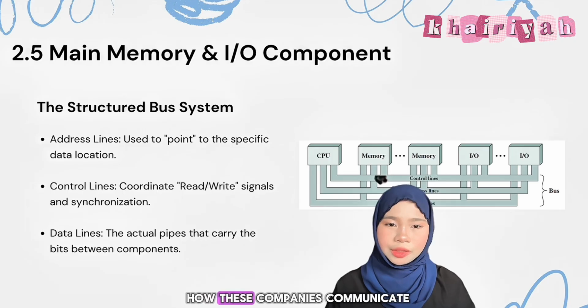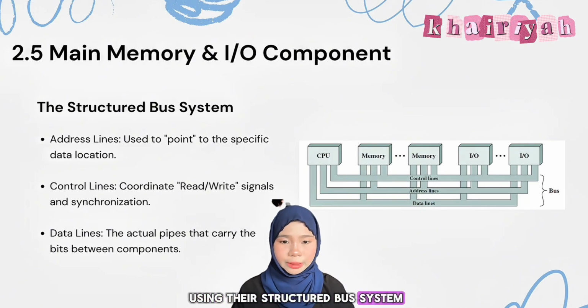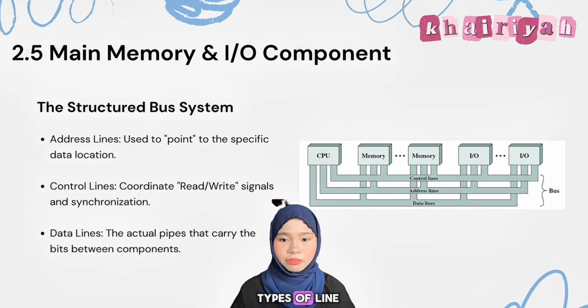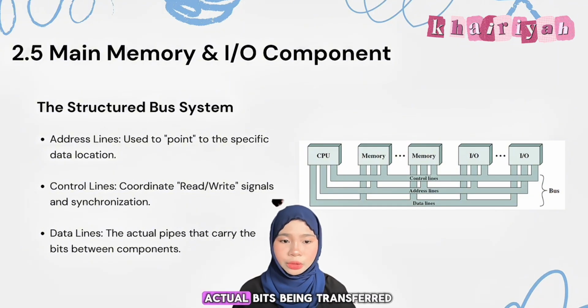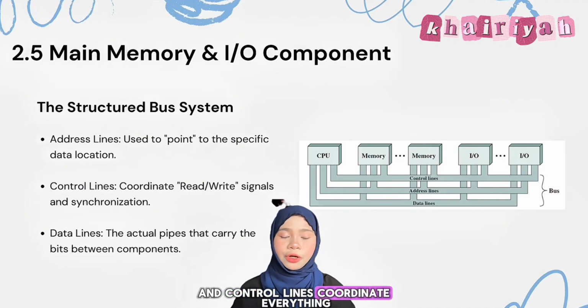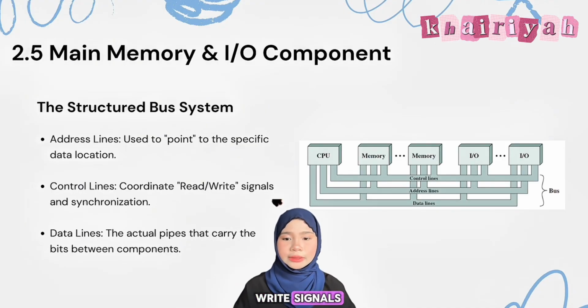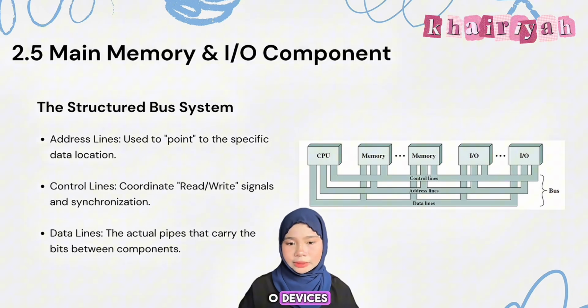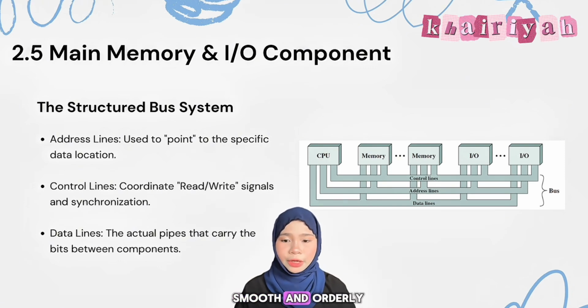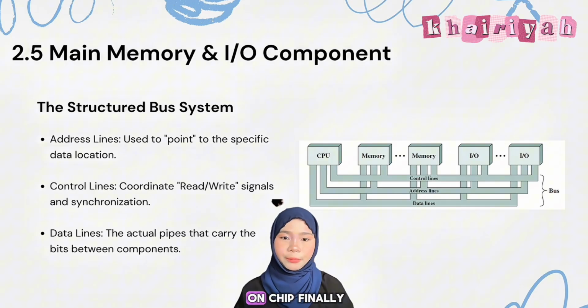Now, let's look at how these components communicate using the structured bus system. The bus is made up of three main types of lines. Address lines specify where the data should go or come from. Data lines carry the actual bits being transferred. And control lines coordinate everything by managing read and write signals and ensuring proper synchronization between the CPU, memory, and I/O devices. Together, these lines allow smooth and orderly communication across the entire system on chip.